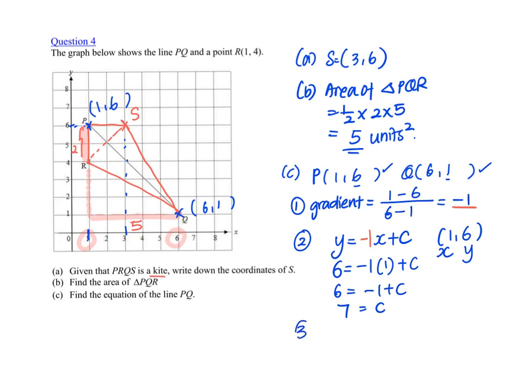What will be the equation of the line? Therefore, the equation is y equals to -1. Do I need to write the 1? So in this case, the 1 is invisible. X plus the y-intercept, the number 7. So this is my equation. Have you gotten the answer?